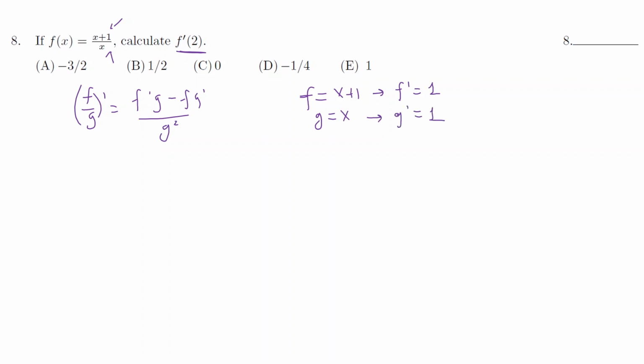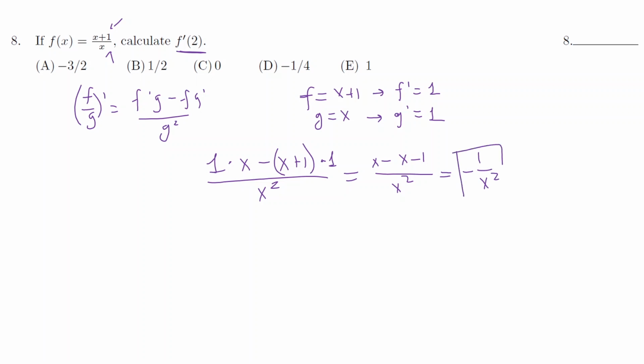And we just plug it in. So f prime is 1 times g, which is x, minus f, which is x plus 1, times g prime, which is 1, over g squared, which is x squared. So this is equal to x minus x minus 1 over x squared. This is equal to negative 1 over x squared.